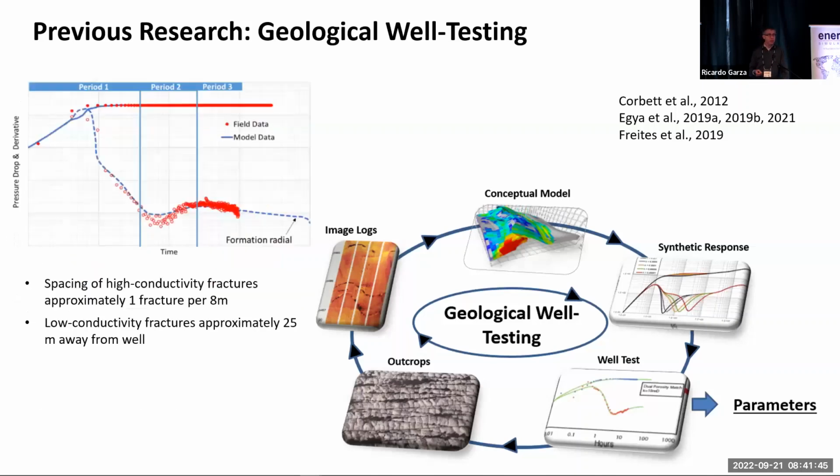We also had some mini DST data for that same reservoir, and Alfredo worked on this. So mini DSTs are tiny reservoir intervals with very tiny fluid volumes, very short time scales. And what Alfredo showed is that for this particular reservoir, in this particular formation, it appears that the spacing of these high conductivity fractures is roughly 1 fracture every 8 meters. And the low conductivity fracture, the secondary fracture network, appears to be located approximately 25 meters away from the well.